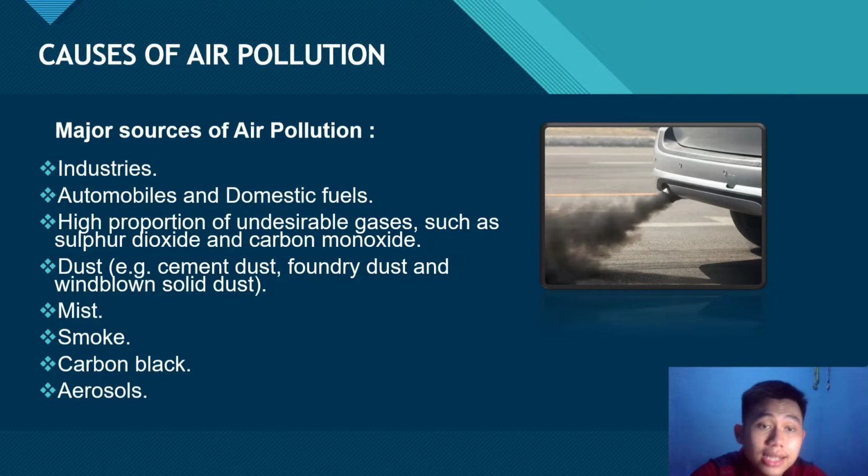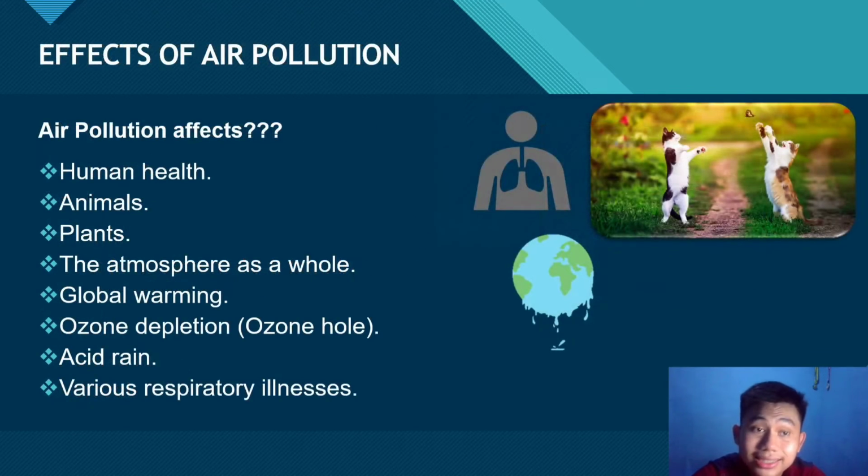The second is causes of air pollution. Major sources of air pollution are industries, automobile and domestic fuels, high proportion of undesirable gases, dust, mist, smoke, carbon black, and aerosol. The third is effect of air pollution. Air pollution effects can impact human health, reduce animal and plants population, the atmosphere as a whole, global warming, ozone depletion, acid rain, and various respiratory illnesses.